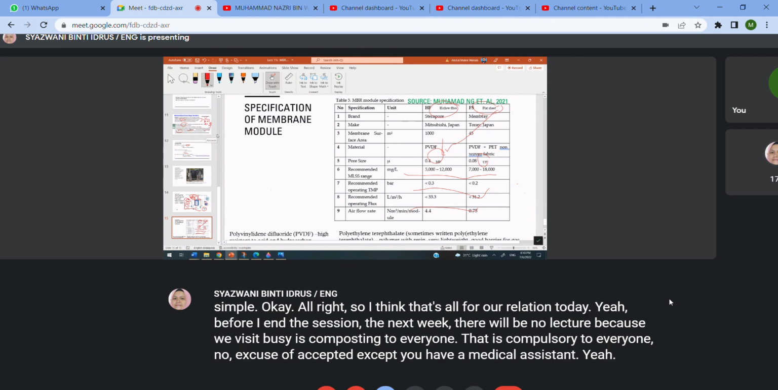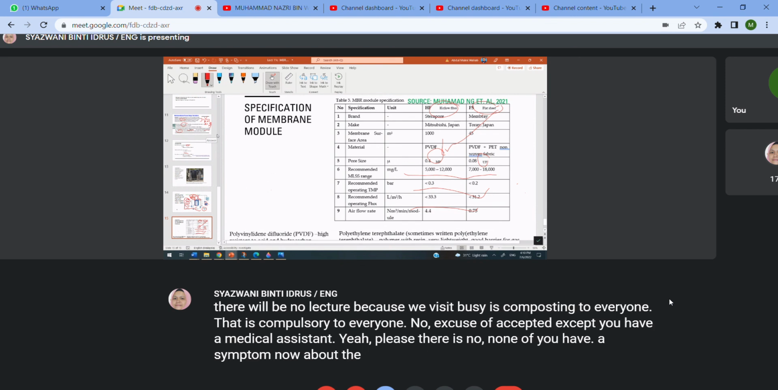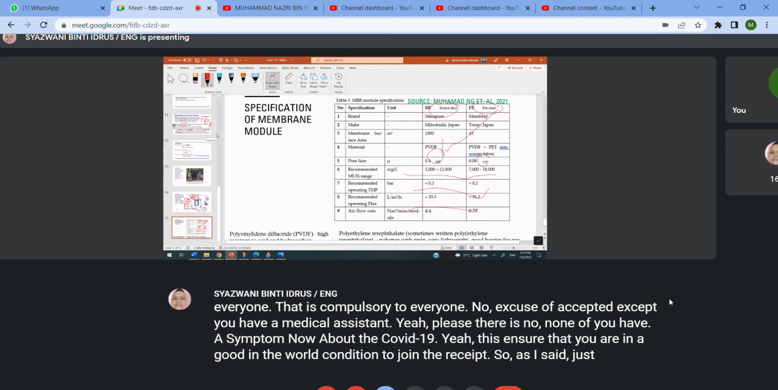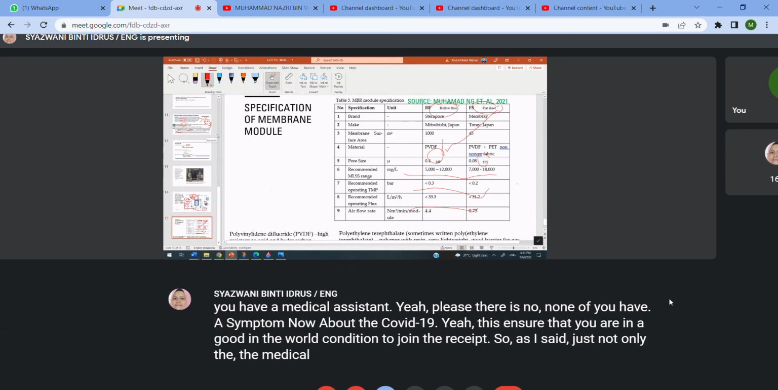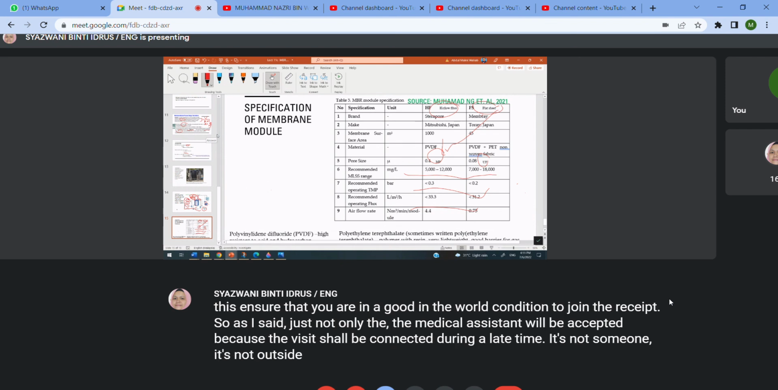Please ensure that none of you have symptoms of COVID-19. Please ensure that you are in a well condition to join the visit. As I said just now, only a medical reason will be accepted because the visit shall be conducted during lecture time, not outside the lecture hours. So it's compulsory to everyone.